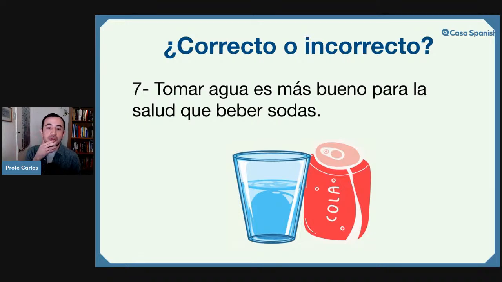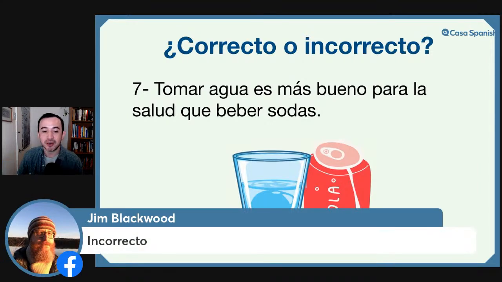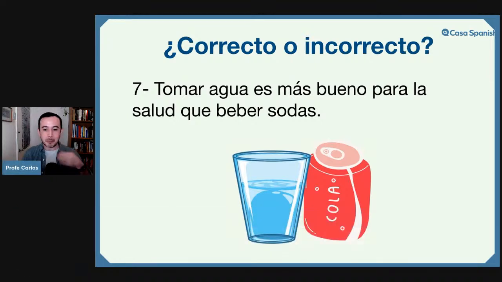7. ¿Correcto o incorrecto? Tomar agua es más bueno para la salud que beber sodas. Interesting. What do you guys think? Jim is betting for incorrecto. Okay. Does anyone agree? Incorrecto, correcto?